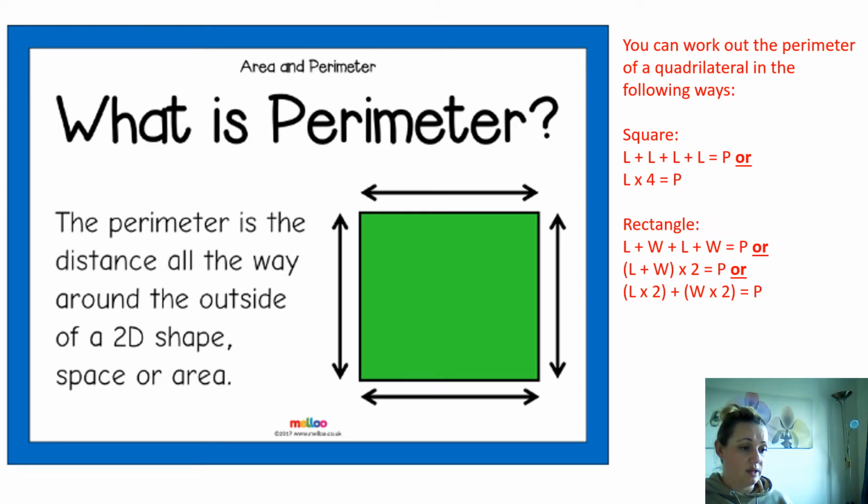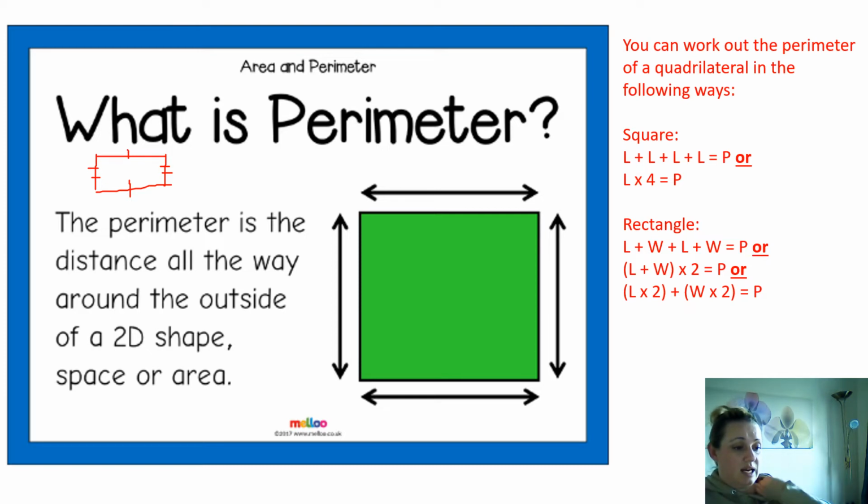Let me just draw a rectangle here just to show you, get the right colour. So you've got, oh goodness me, that is not straight. You've got this one and this one are the same length, and then you've got this one and this one are the same length. So in that instance, you can do length, add width, add length, add width, or you can say length, add width, and multiply it by 2 because you've got it twice, or you can say length times 2, add width times 2.